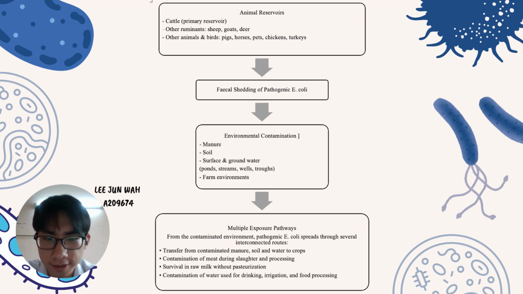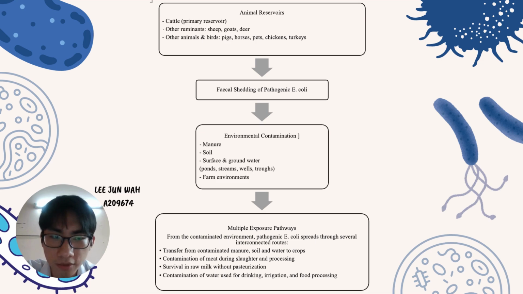The primary reservoir of pathogenic E. coli is mainly cattle. Other ruminants, such as sheep, goats, and deer, are considered significant reservoirs too. In addition, pathogenic E. coli has been found in other animals and birds, such as pigs, horses, pets, chickens, and turkeys.